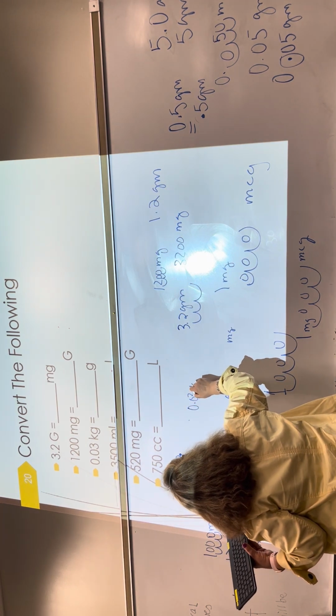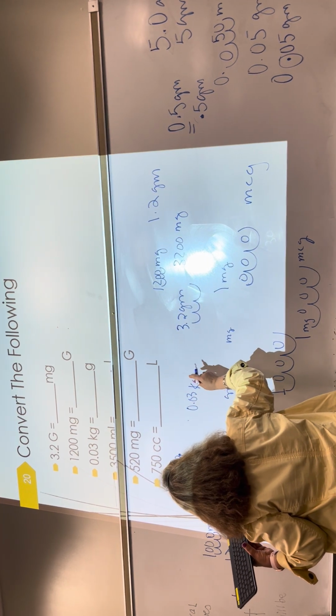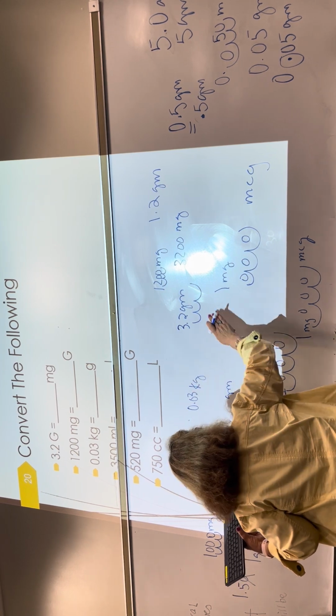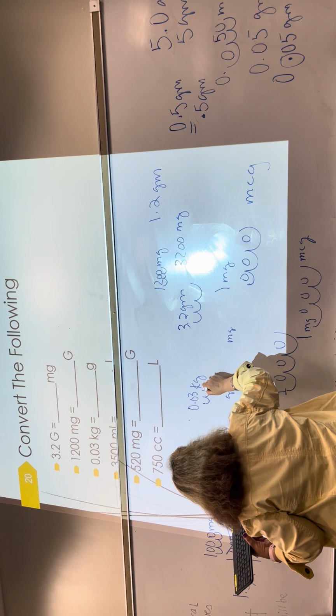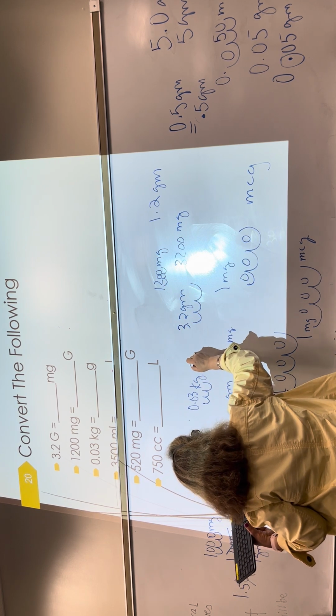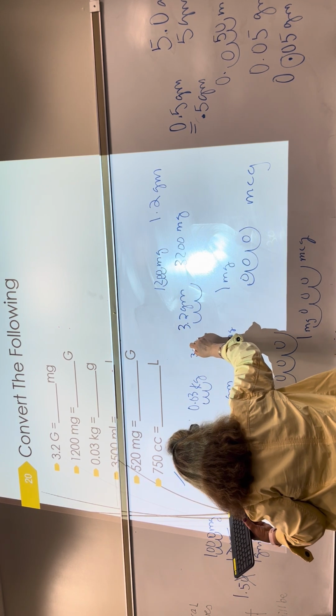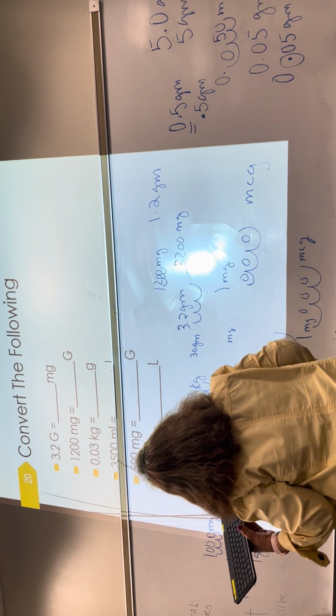Now we have 0.03 kilogram. All right. So we're going into gram. Gram is smaller, so we're going to go to the right. Okay. So 1, 2, 3. So we're going to add a 0. So it's going to be 30 gram. Right? 30 gram. All right.